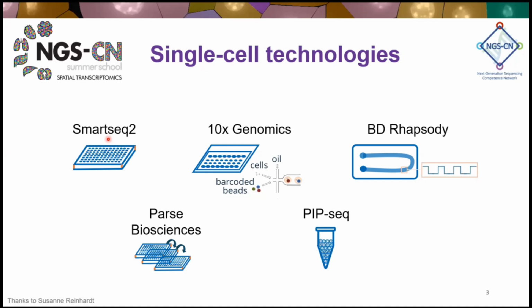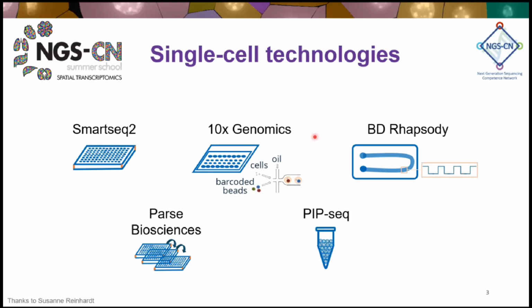You can do up to 1,000 cells because you have to sequence every well, and every well gets a data set. You quickly end up with tens of thousands of files, which is not feasible anymore. And it also gets more expensive the more you do.